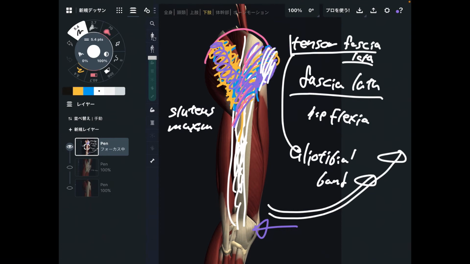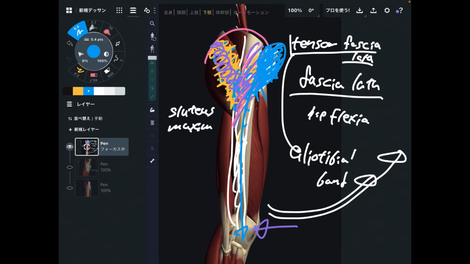Let's say somebody runs like 10 kilometers every day, 7 days a week. What's gonna happen for tensor fascia lata? There is high chance that tensor fascia lata gets tight because of too much hip flexion movement, right? Tensor fascia lata gets tight. Now, where this tightness can go? This can go down to Gerdy's tubercle.